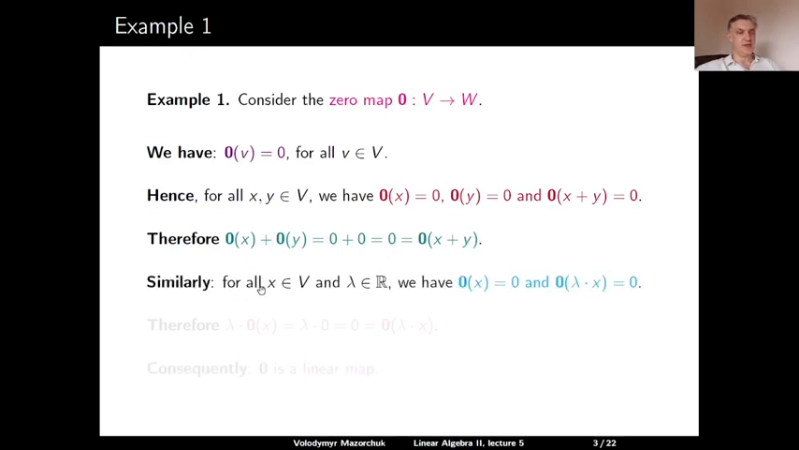Similarly, for any element x in V and for any real constant lambda, we have that 0 of x is equal to 0 and 0 of lambda dot x is equal to 0. Therefore, lambda dot 0 of x is equal to lambda dot 0, which is 0, and this is equal to the image under 0 of lambda dot x. And this shows that the second condition is satisfied. Therefore, the zero map is a linear map. And this is true for the zero map between any vector spaces.